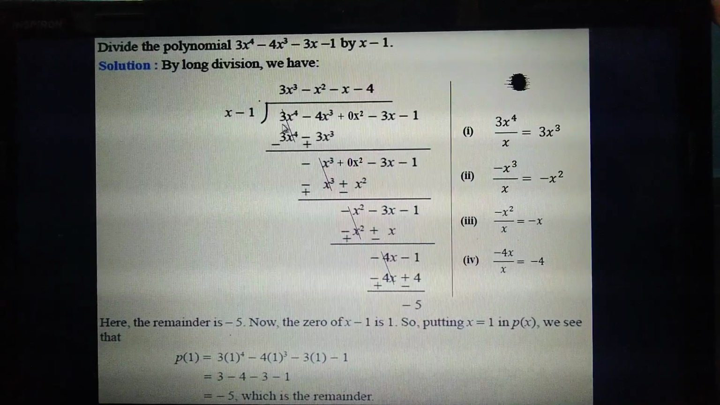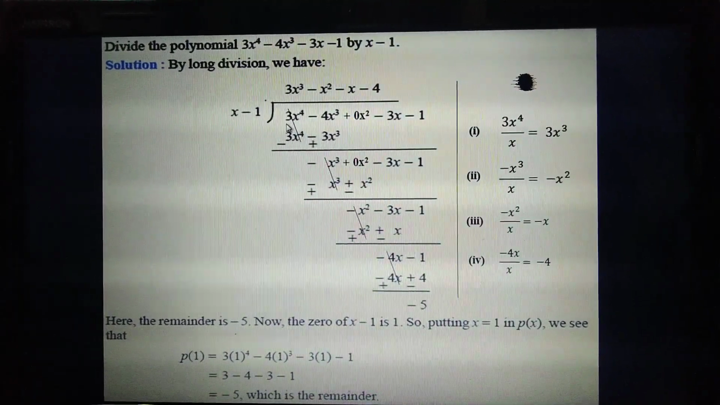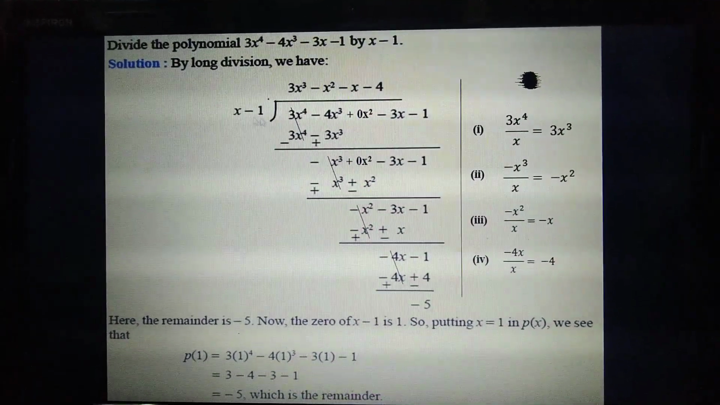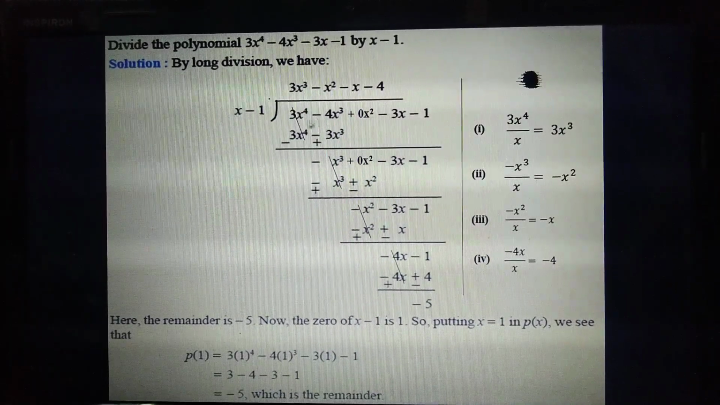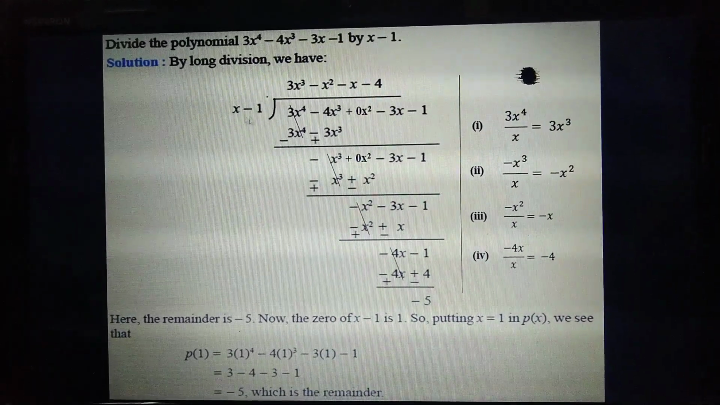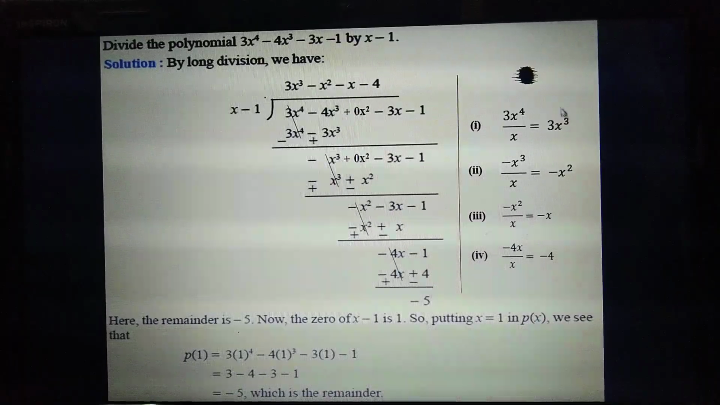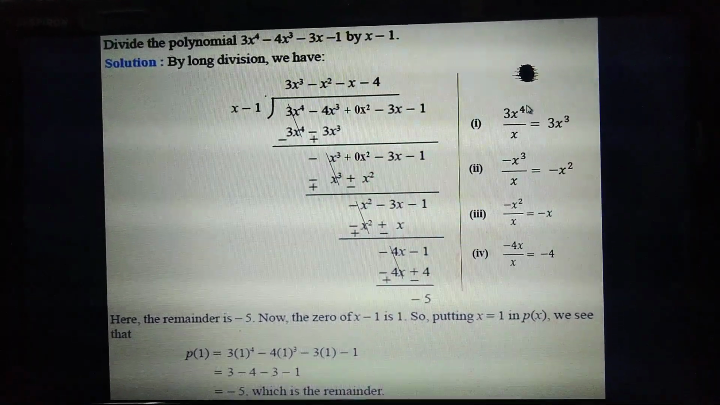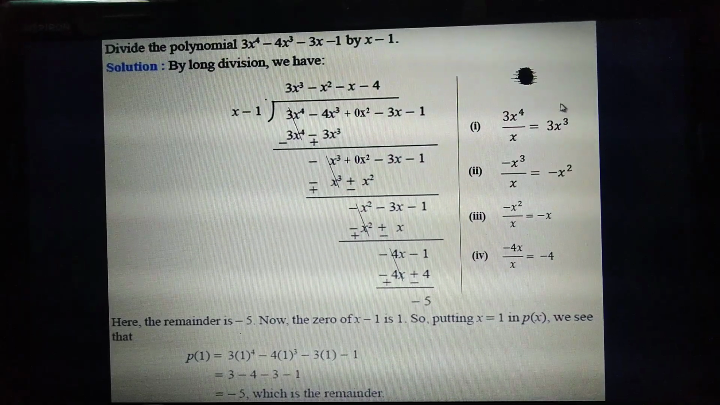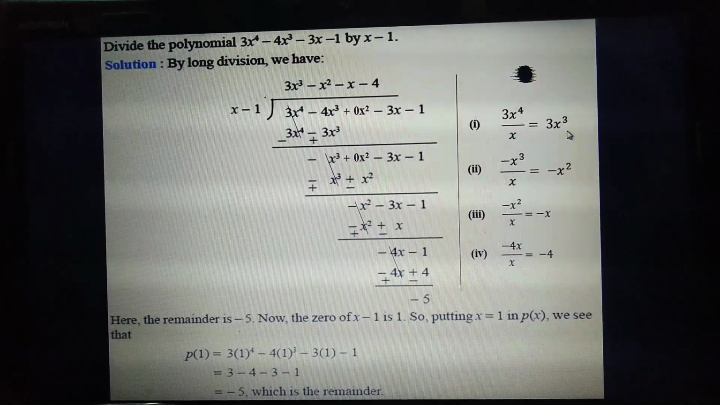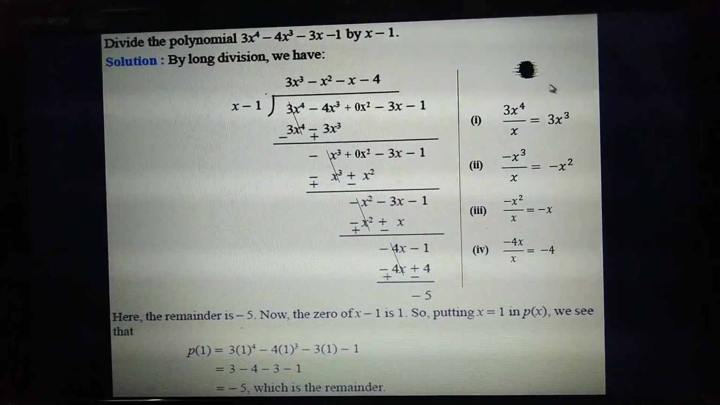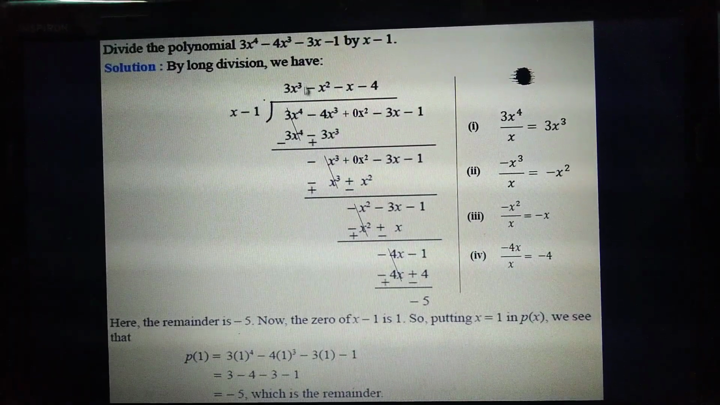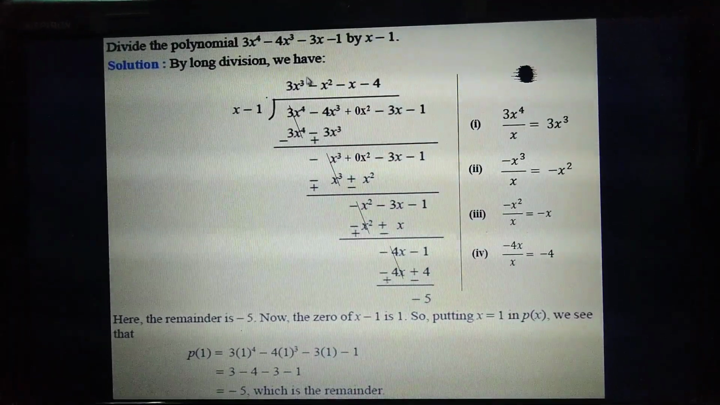First we want to divide the first term of the dividend by the first term of the divisor. So 3x power 4 by x. See the rough column, 3x power 4 by x, so cancel it. Here 3x cube, the answer. The answer is 3x cube. 3x cube is the first term of the quotient.